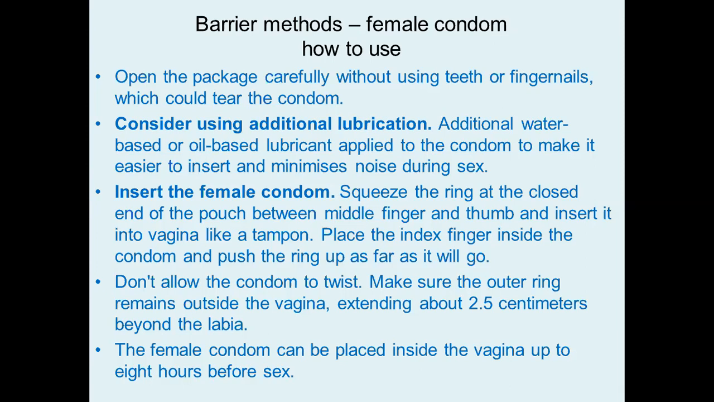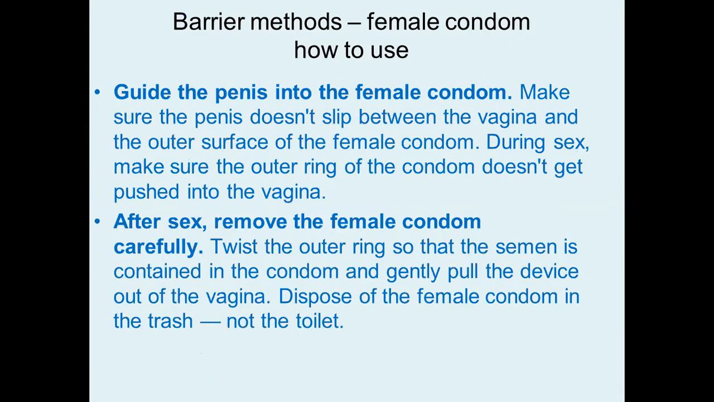Don't allow the condom to twist. Make sure that the outer ring remains outside the vagina, extending about 2.5 centimeters beyond the labia. Female condom can be placed inside the vagina up to 8 hours before sex.